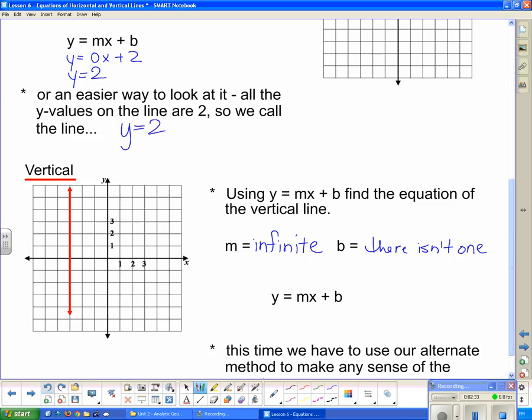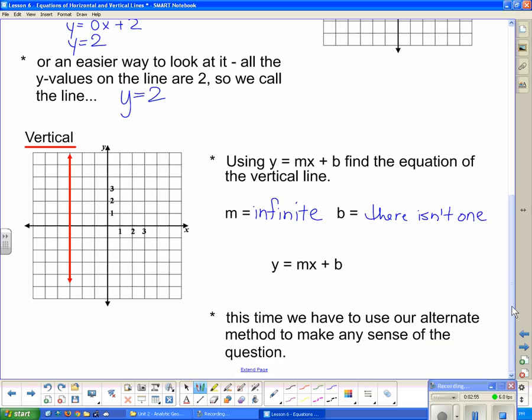So now if we try to use y equals mx plus b, what we have is y equals infinite x plus there isn't one, which is not particularly useful because that would actually apply to every single vertical line. And I'm just concerned about this one. So the other method is better. The same way we did up above where we found that y equaled 2, well, now on a vertical line, it's the x's that are all the same. And this x here is negative 3, and so is this one, and this one, and this one's the most obvious negative 3, because it crosses the x-axis at negative 3. And so it's much, much easier to say x equals negative 3.